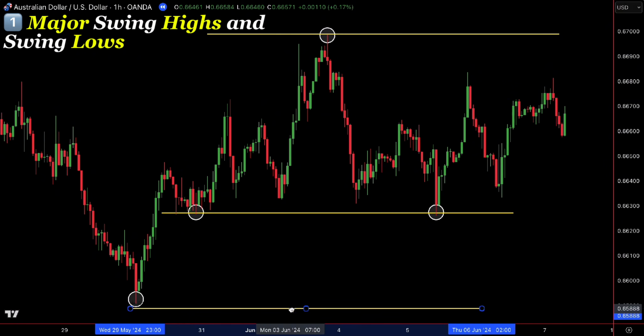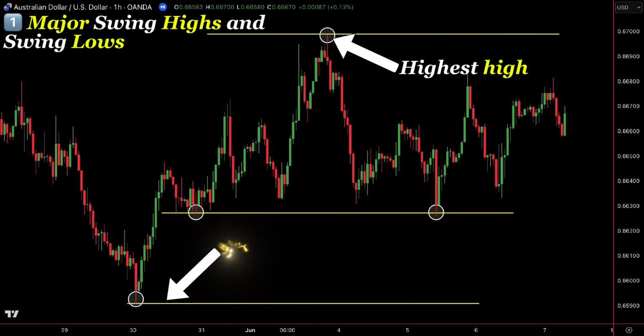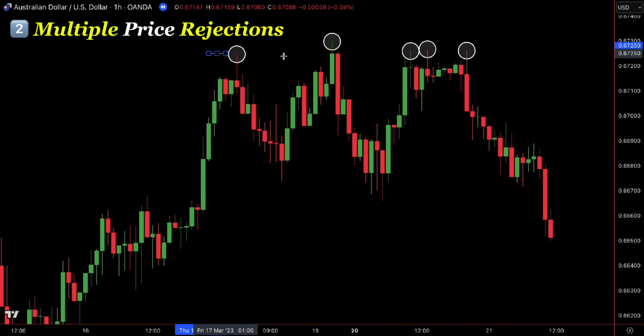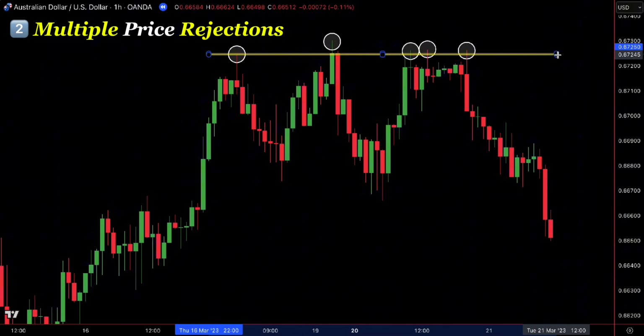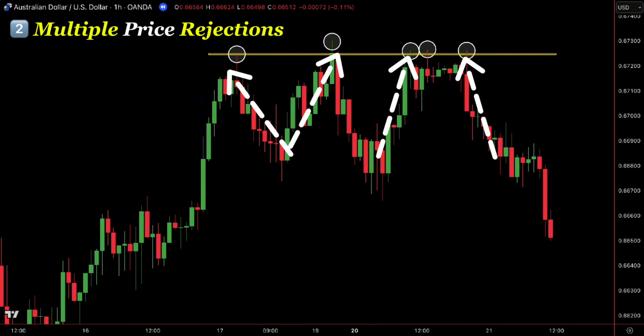Every strong support or resistance level begins with a clear rejection point, the highest high or the lowest low of a recent move. These extreme points show you where buyers or sellers stepped in aggressively, and price often returns to react there again. Multiple price rejections. A level becomes stronger each time it's respected. If price has touched the same zone several times without breaking it, that tells you institutions are defending that level. Think of it like a wall. The more times price hits it and fails to break, the more significant it becomes.